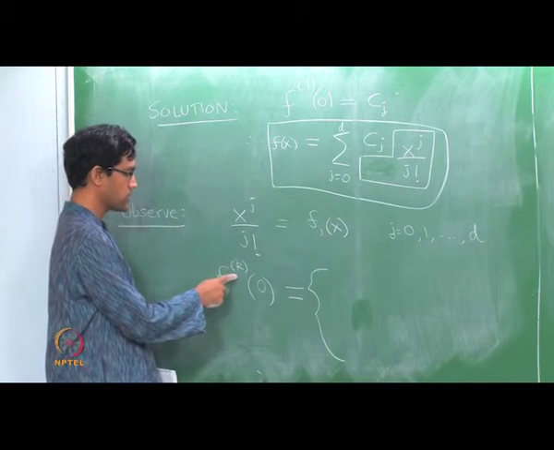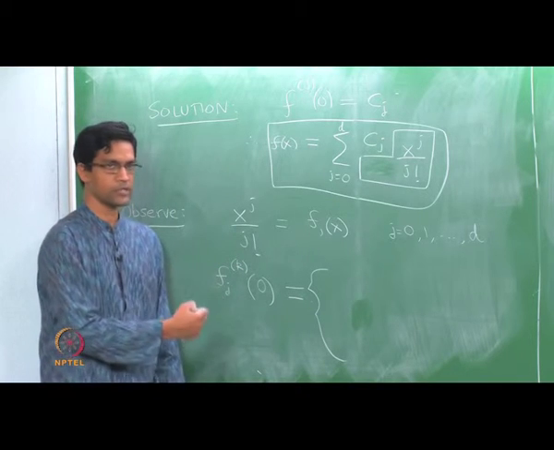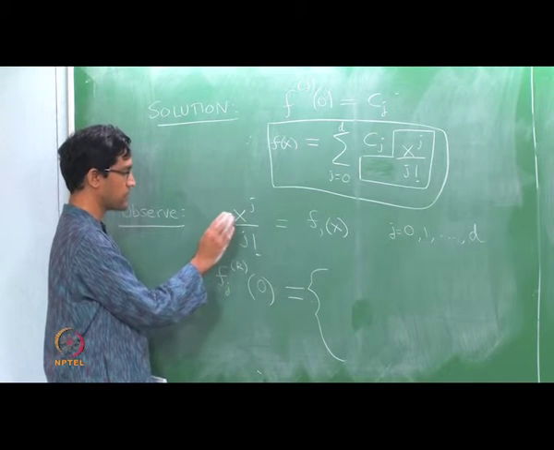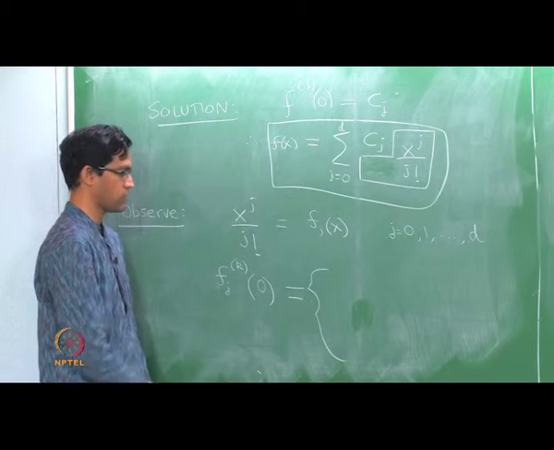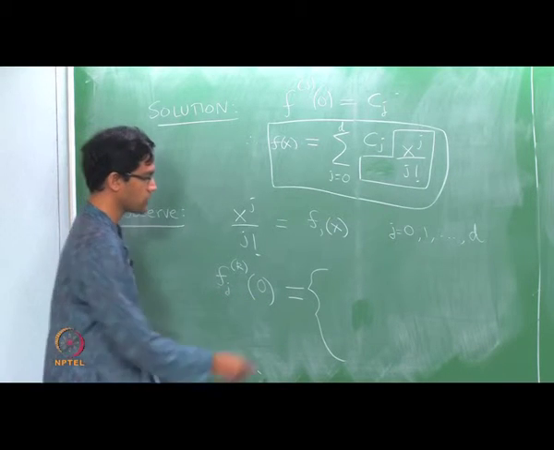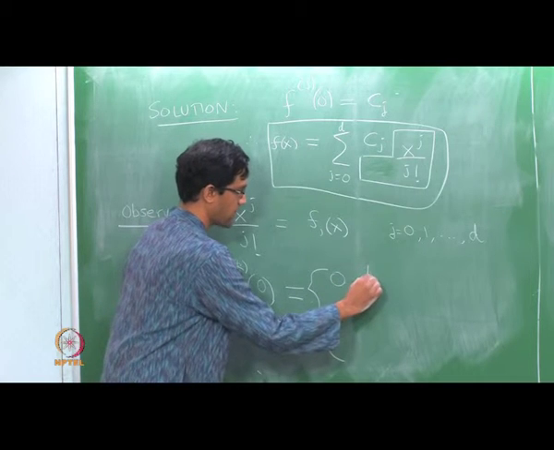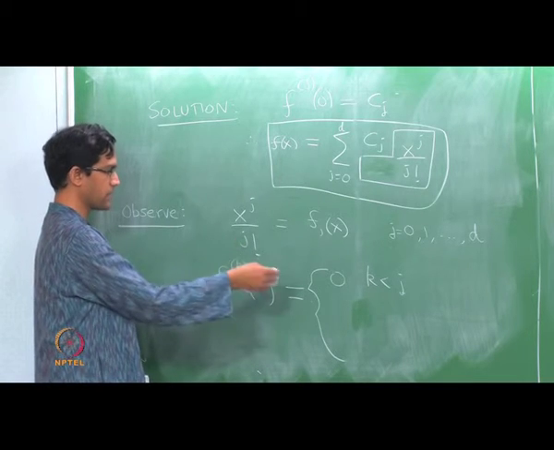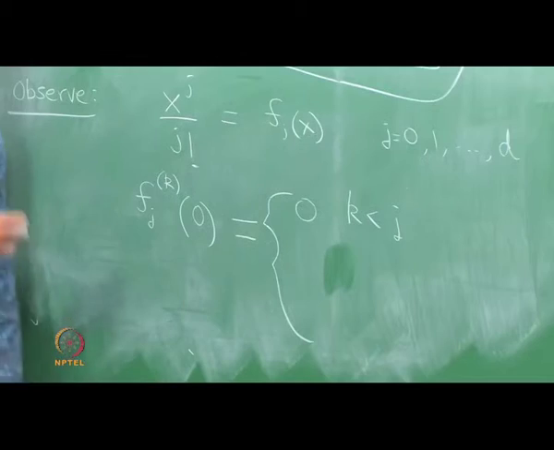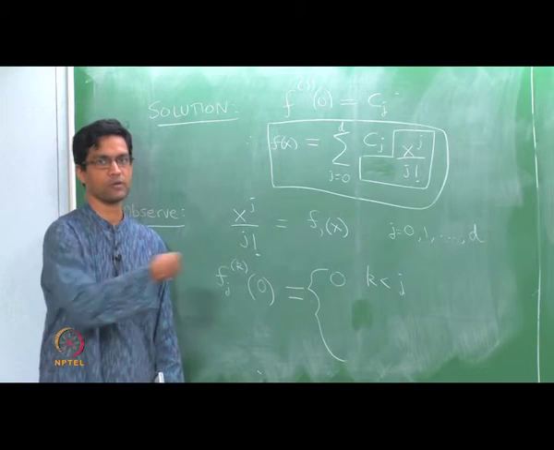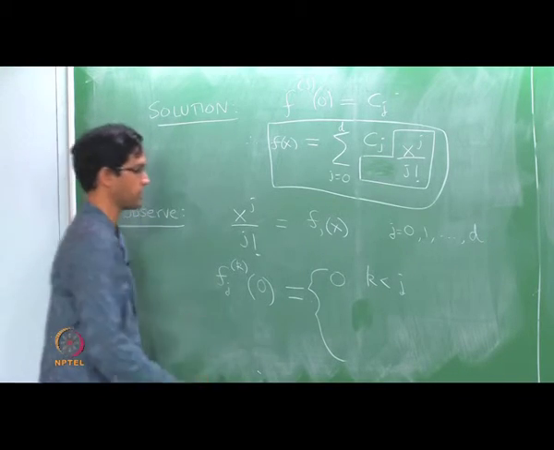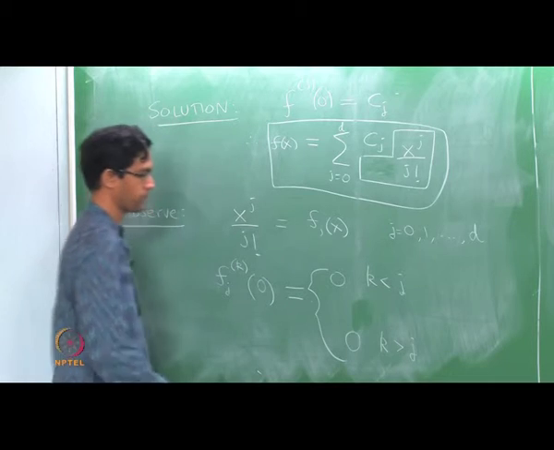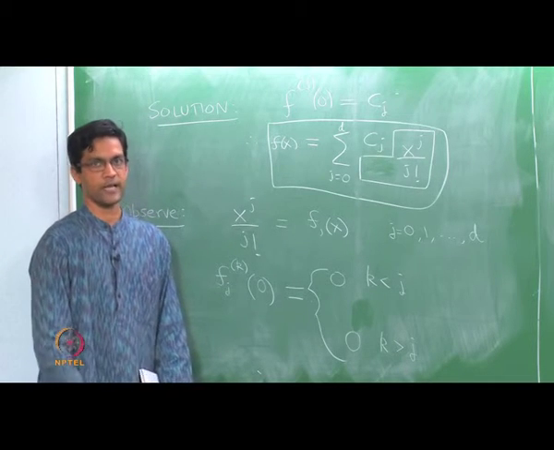If k is strictly smaller than j, then taking k derivatives will give you some constant in front, but there will be some power of x left over, which when you evaluate at x equal to 0 will give you a 0. If k is strictly bigger than j, then here is a polynomial of degree j, but you are taking derivatives more than j times. So of course the whole derivative itself is 0 in this case, you do not even need to plug in x equal to 0. So if k is less than j or greater than j, it is in fact 0.